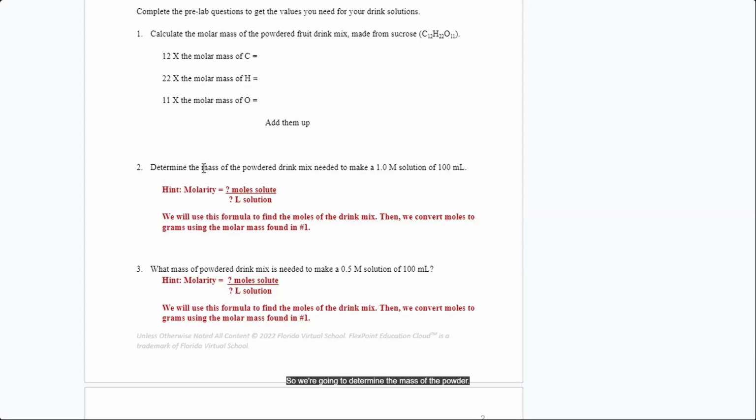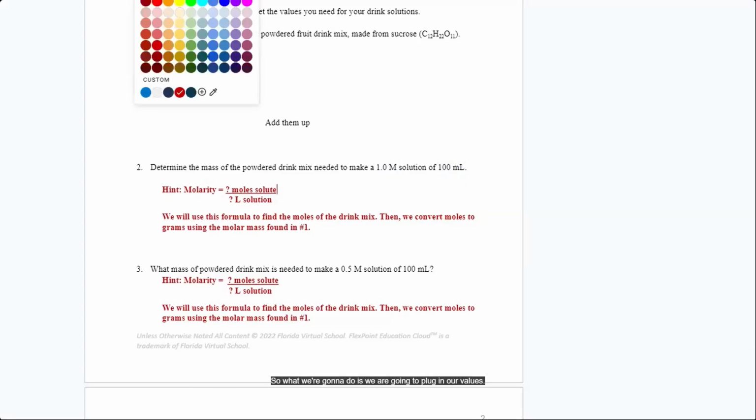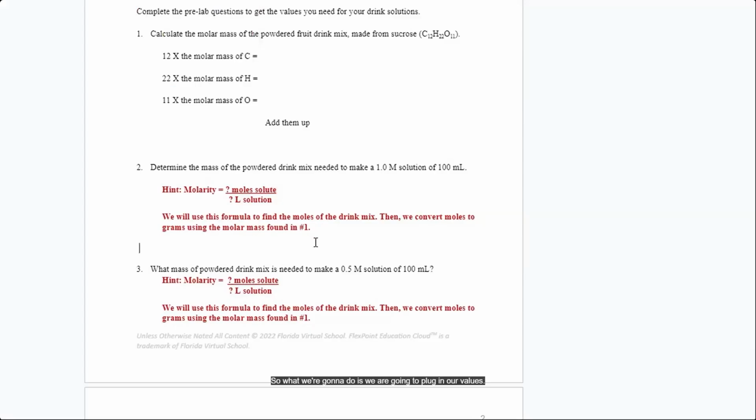So we're going to determine the mass of the powdered drink mix. What we want to do is make 100 milliliters of a 1 molar solution. So my concentration, my molarity, is 1 molar, and I know that I want to have 100 milliliters. So what we're going to do is plug in our values, using this formula.